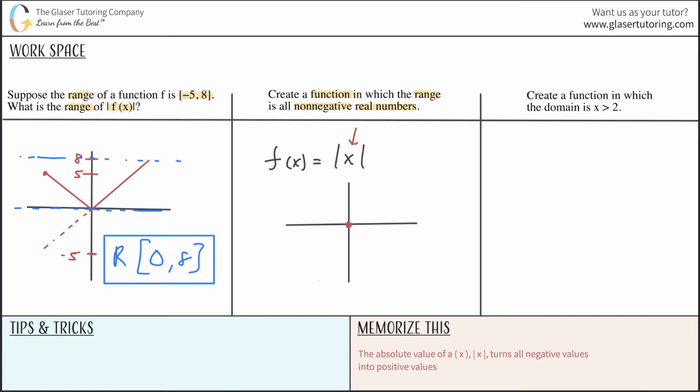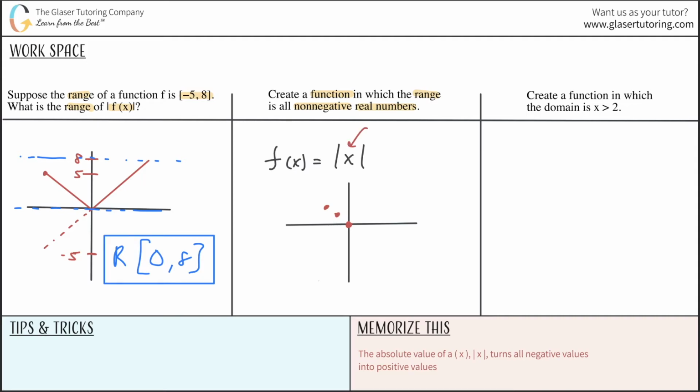What happens if I plug in a -1 for x? What gets spit out of the function? Well, you take the absolute value, that becomes a +1. So I go -1 to +1. So I put a point right here. How about if I plug in a -2? Again, it turns it into +2, so that's going to be a point here, and you're going to see the pattern.